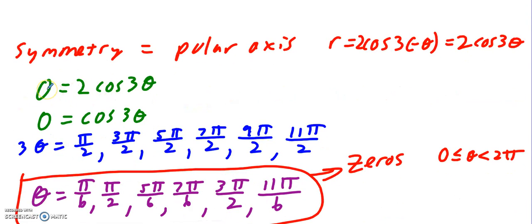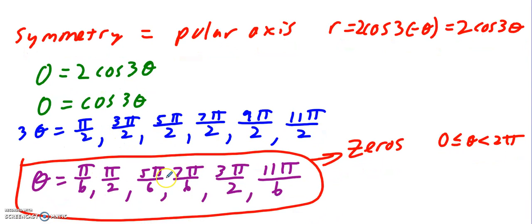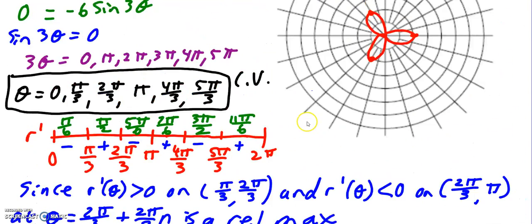Finding zeros, I set the equation equal to 0 and I solve for theta. So theta equals pi sixths, pi halves, 5 pi sixths, 7 pi sixths, 3 pi halves, and 11 pi sixths. Those are all the zeros on the interval 0 to 2 pi.